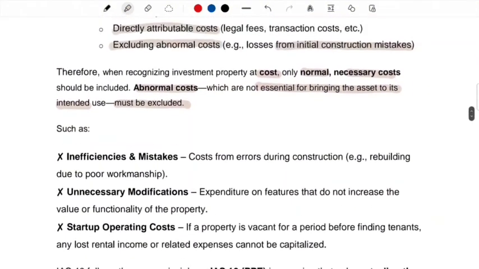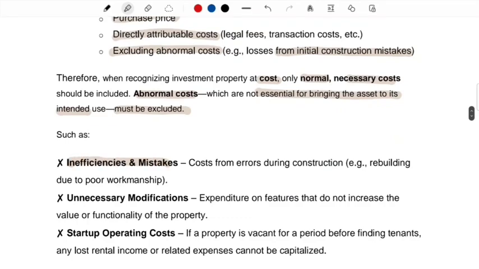Those abnormal costs are as follows. Inefficiencies and mistakes, for example. If you end up making any error during construction and as a result you have incurred additional cost, you cannot capitalize that cost. Unnecessary modifications. So expenditure that does not increase the value or enhance the functionality of the property will not be capitalized. They are going to be expensed. And startup operating cost, for example, if the property is vacant for a period before finding tenants, any lost rental income or related expenses cannot be capitalized. So you have to expense it all to the P&L.